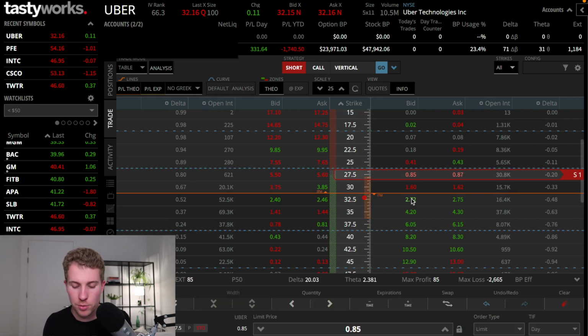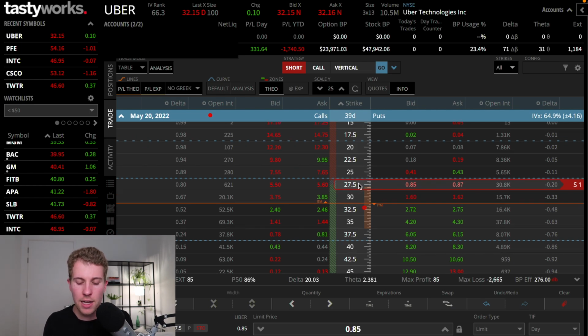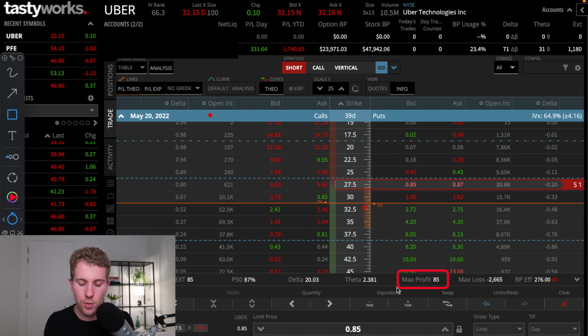So for example, let's say that I'm going to go for the 20 delta. I'm going to sell the 27.5 strike. I'm going to collect a credit of around 85 cents, which makes $85 because one option controls 100 shares. So 85 cents times 100 equals $85. That's how much I'm going to collect as a credit when I sell that put option.